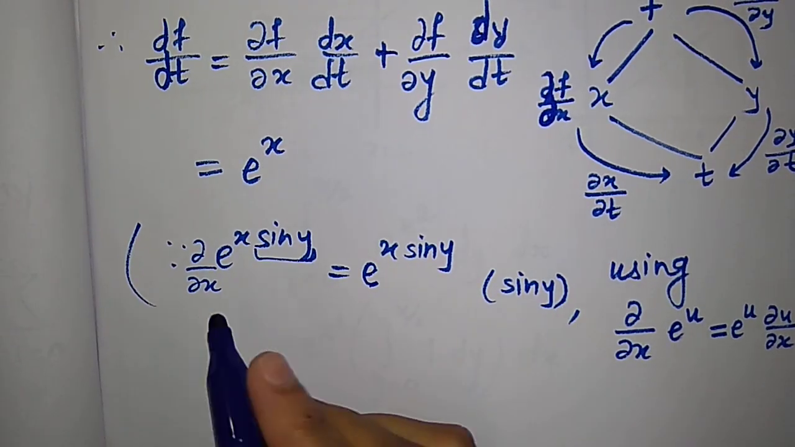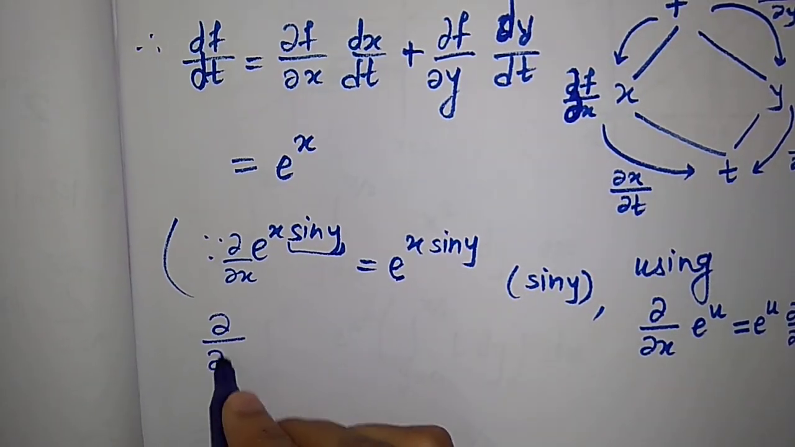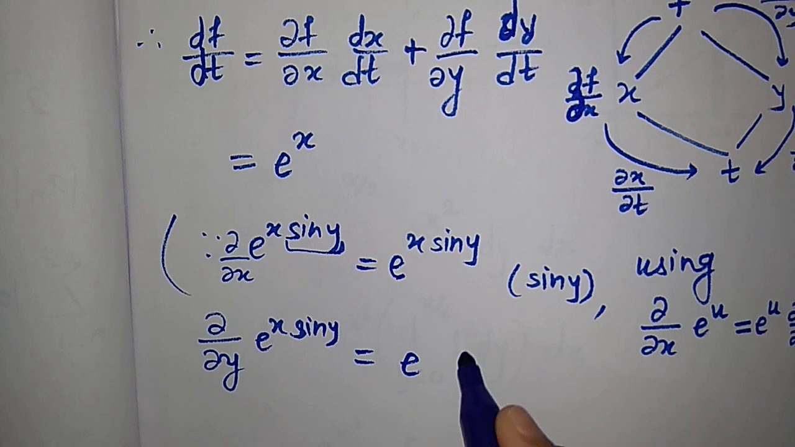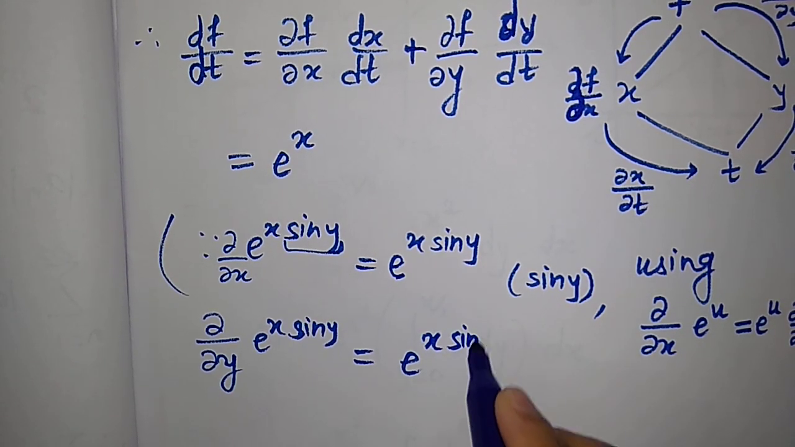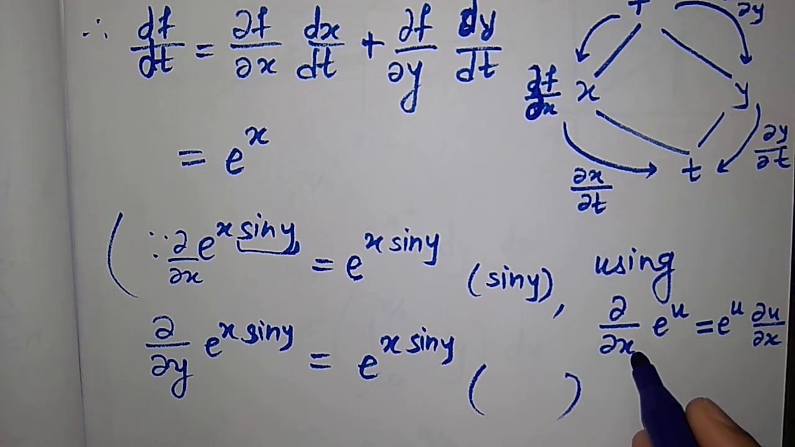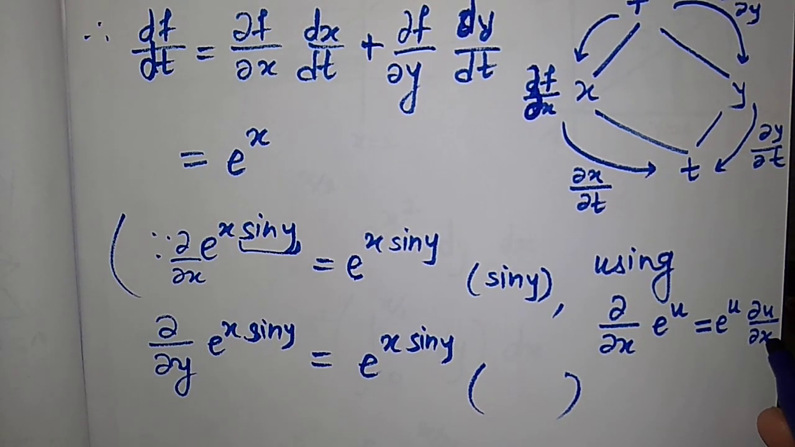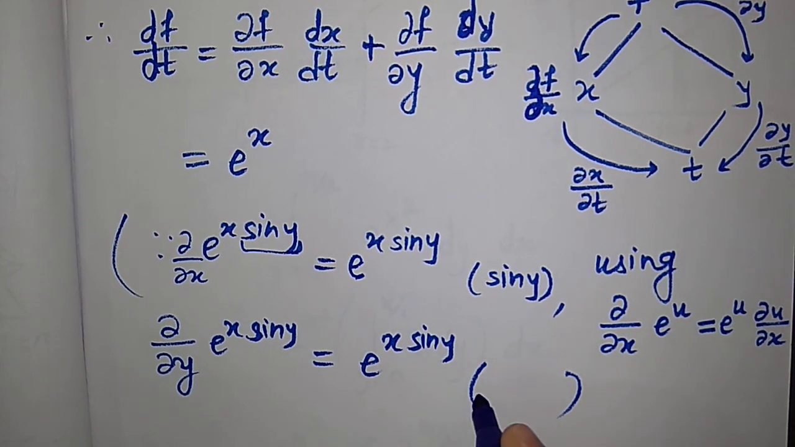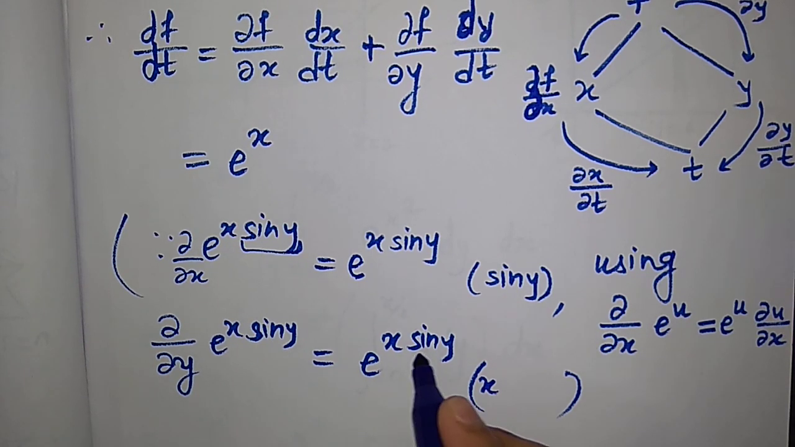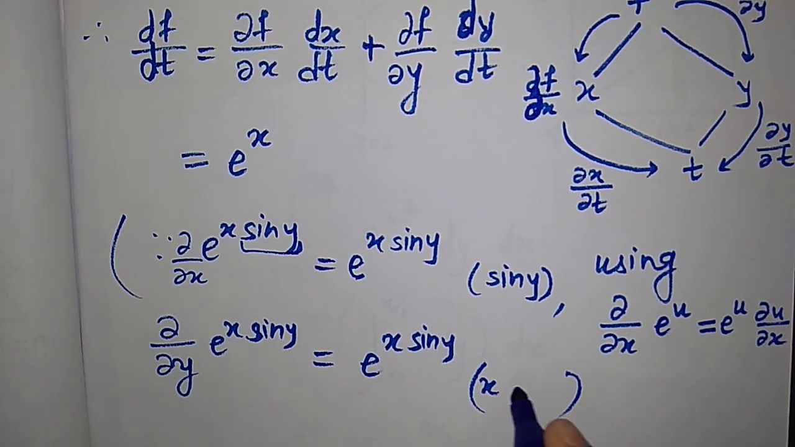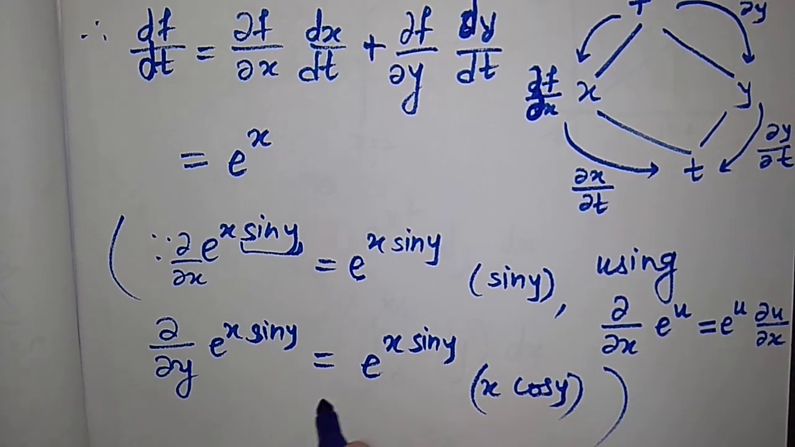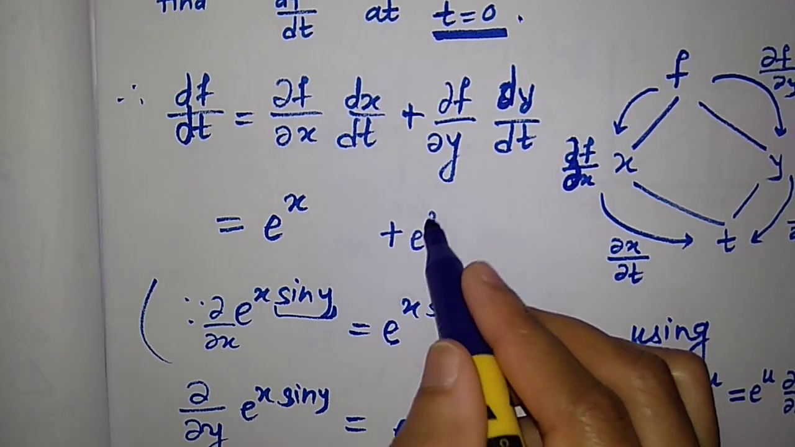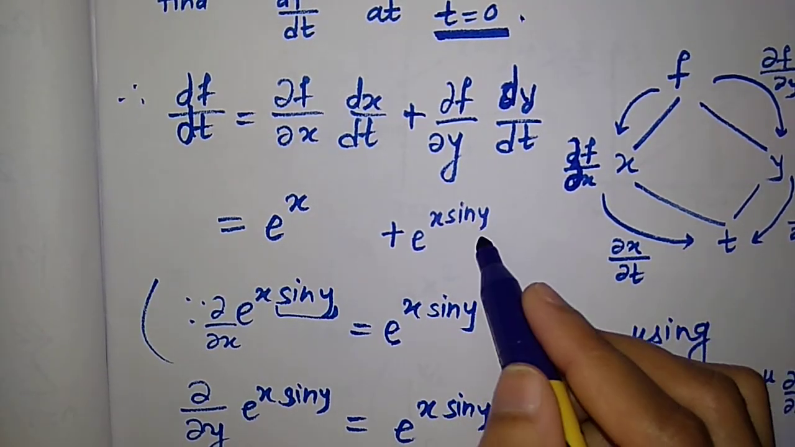Similarly, take the partial derivative of e raised to x sin y with respect to y. It is just e raised to u as it is, that is x sin y, and take the derivative, just replace this u by y, so this will be du by dy. So take the partial derivative of x sin y with respect to y: x will be as it is, and the derivative of sin y with respect to y is cos y. So write it down, and df by dy is e raised to x sin y into x cos y.